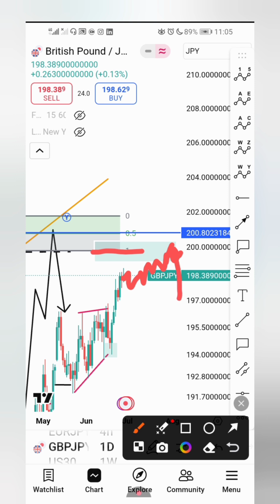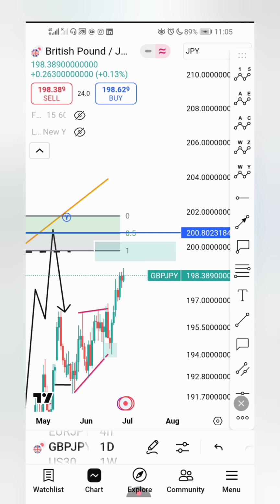All I know is that I'm no longer buying Great Britain Japanese yen. I've ended buying. What I'm looking at now is a setup, and once I get it, I will sell. You understand, guys? That is what I'm looking for now.